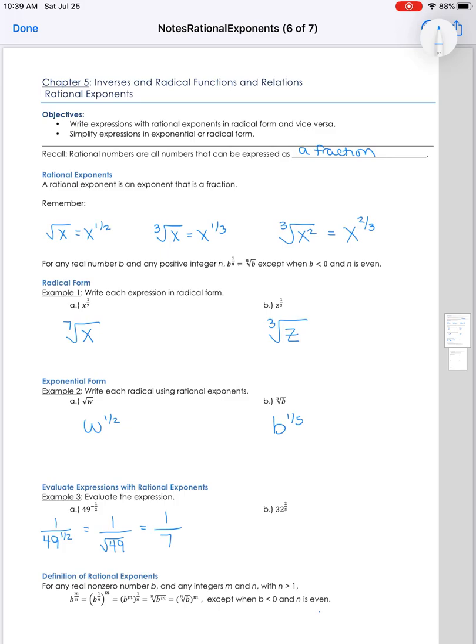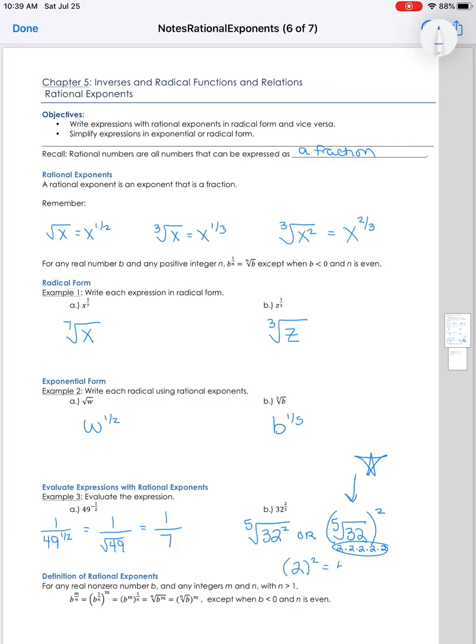Now, when you're asked to evaluate, that means to simplify. We know the rule, you can't have negative exponents. So step 1, I'm going to move that to the denominator. Step 2, I know with rational exponents that when something's raised to the 1/2, that really means square root. And lucky for me, the square root of 49 is a perfect square, 7, so I end up with 1/7. For 32 to the 5/2, that means the 5th root of 32 to the 2nd power.